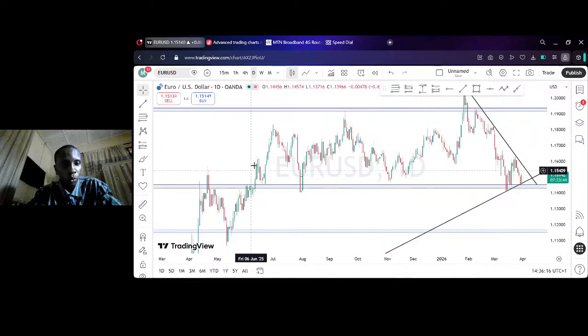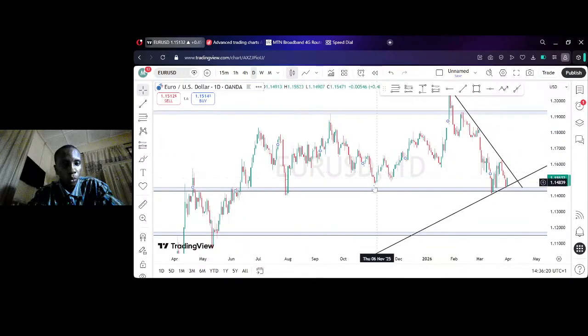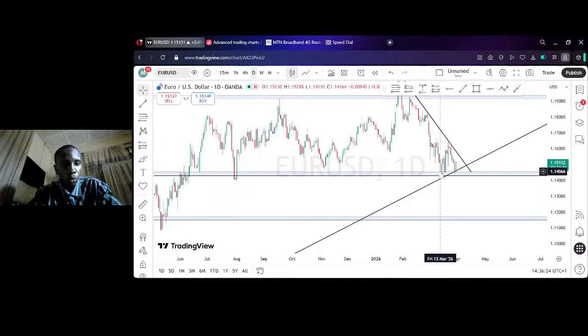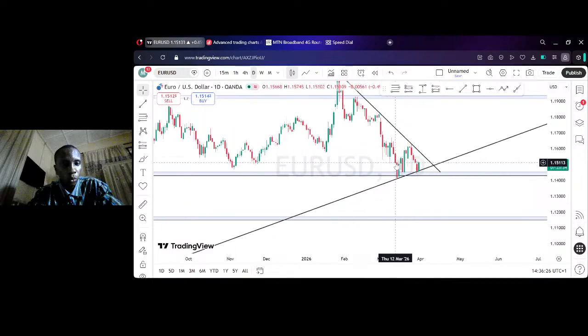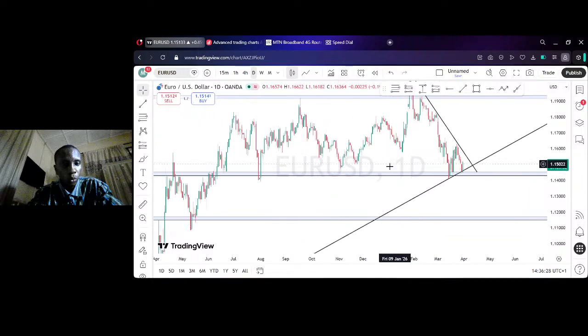As you can see right here, this level of support has been holding. Price reacted right here in the past. It came again, reacted again. It came again, came shy of this support level before pushing back up. It came again now, again to still react on that level. This shows that the buyers are holding this level firmly. They are defending this support level.